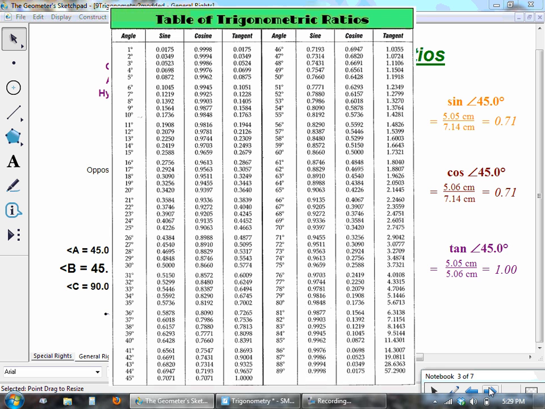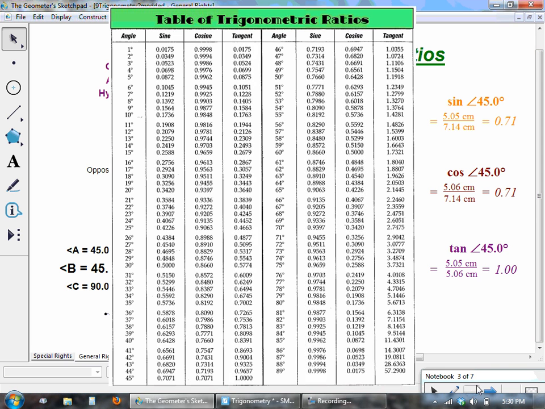Here's our trig table. Table of trigonometric ratios. Here's every angle, at least every whole angle measurement, and every angle's corresponding sine and cosine and tangent. So if I look up 45 degrees, here's 45 degrees. Here is my sine ratio, 0.7071, rounded to the nearest hundredth, 0.71, that's what we have. Our cosine ratio, 0.7071. Our tangent is 1.0, and that's what we have over here.